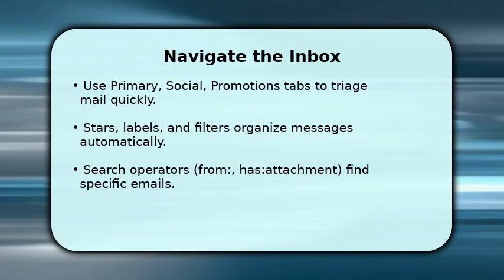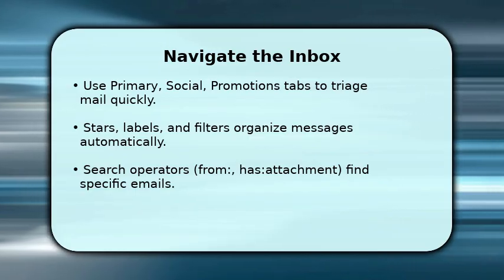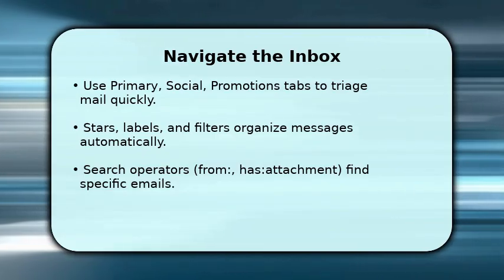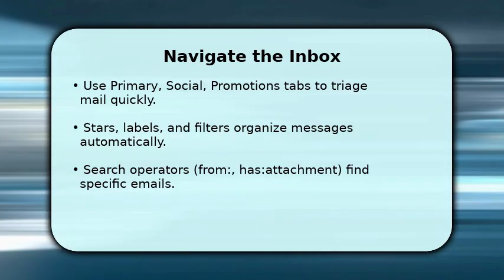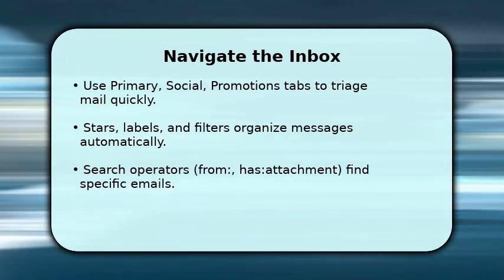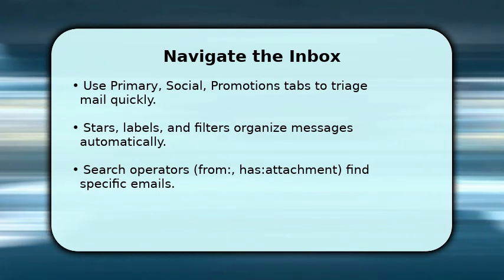You'll learn to manage incoming messages next. Start by skimming the primary tab, then move social and promotions so urgent mail stands out. This reduces clutter. Create labels and apply filters to auto-sort messages. Filters can archive, label, or forward based on sender or keywords, which saves time. Use search operators like from, subject, or has attachment to locate items instantly. Once done, star or snooze messages you'll address later. These steps keep your inbox focused and searchable when you need anything.